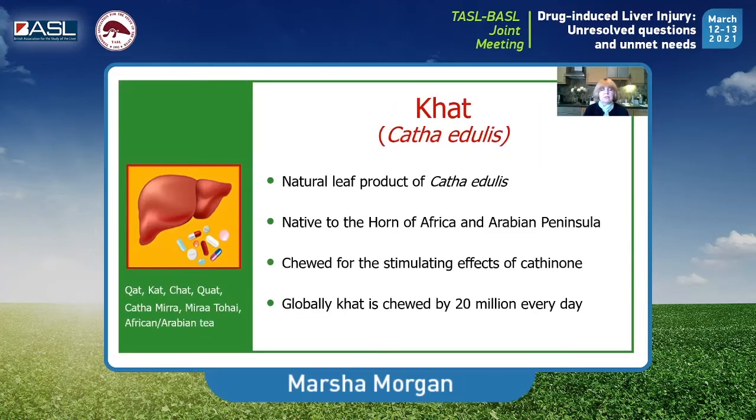The second product I wanted to look at, where we have very firm evidence of causality with liver injury, is the natural leaf product of the evergreen plant Catha edulis. This is known as khat, although it is also known by a number of other names that you see in the left-hand panel. It's native to the Horn of Africa and the Arabian Peninsula, and it's chewed for the stimulating effects of the contained cathinone. Globally, it is estimated that khat is chewed regularly by some 20 million persons.